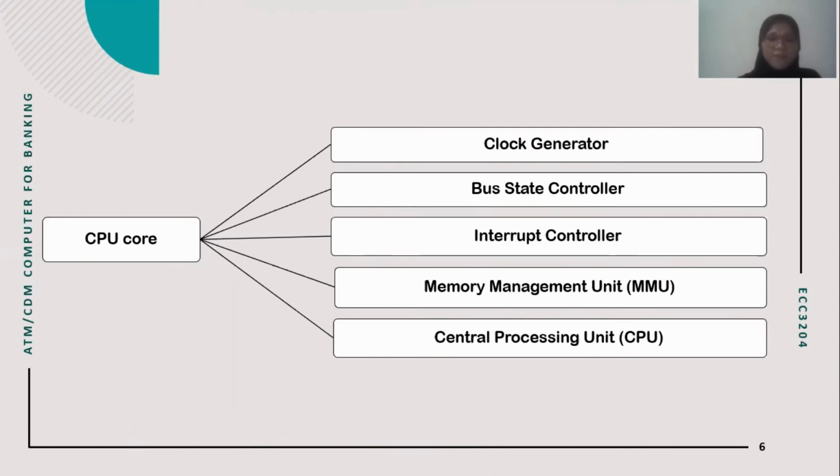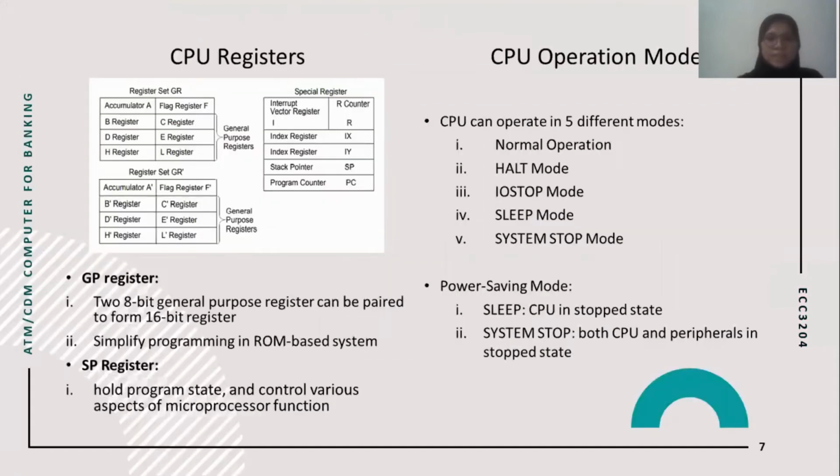It has a total of 5 functional blocks. The 5 blocks are the clock generator, bus state controller, interrupt controller, memory management unit, MMU, and also the central processing unit, CPU. Next are the CPU registers and CPU operation modes of Z180 technology. In CPU registers, we have 2 types of registers, which are general purpose registers and special purpose registers. For general purpose registers, two 8-bit registers can be paired to form a 16-bit register. The benefit of general purpose registers is that they can simplify programming in ROM-based systems.